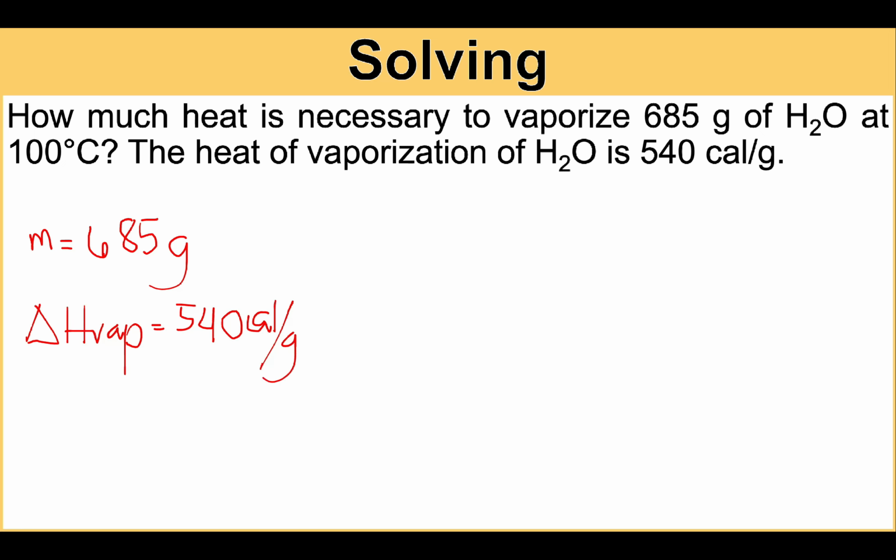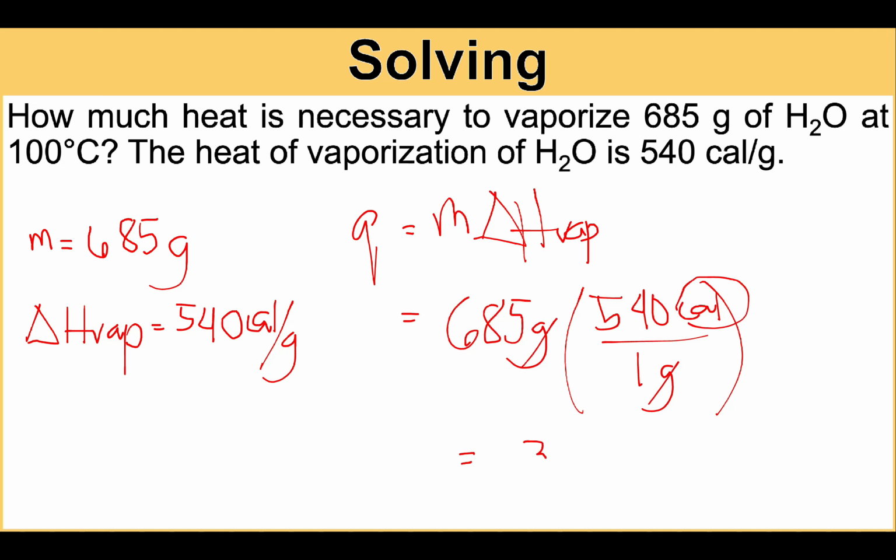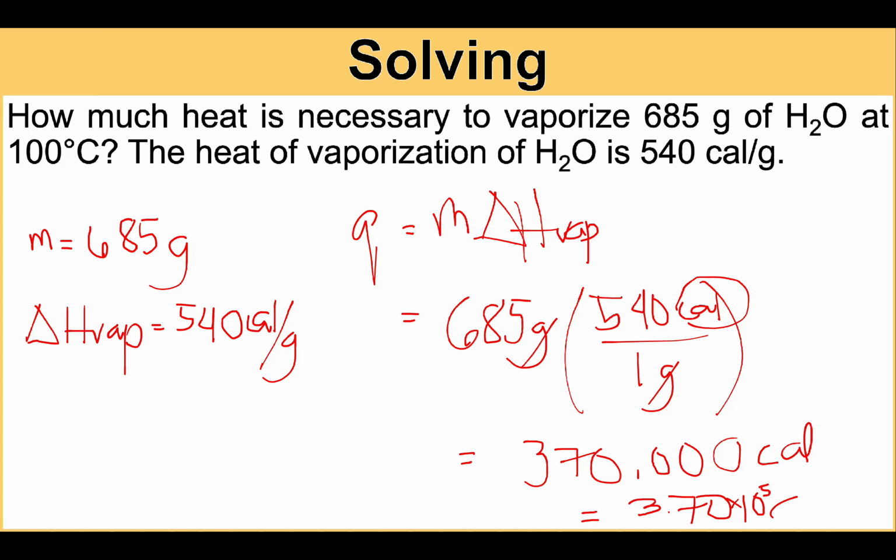Then you write the formula. Q is equal to m times the heat of vaporization. So this is equal to 685 times 540 calories per gram. Cancel the units, you will get calories, and this will give you the answer, or to follow the correct significant figures, round accordingly. As simple as that. Why? The heat of vaporization here is in calories per gram. If you are given moles, then you have to convert this to moles.